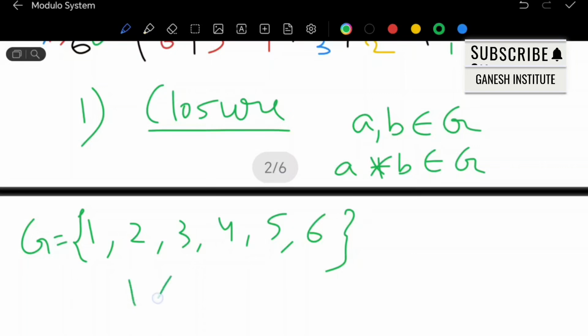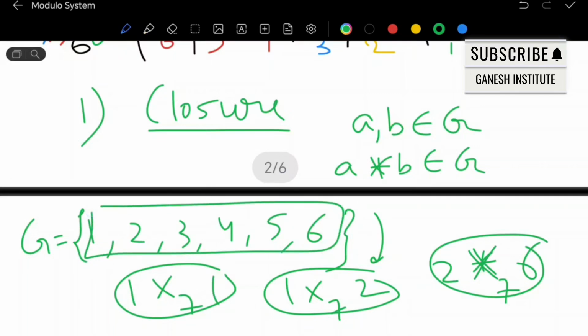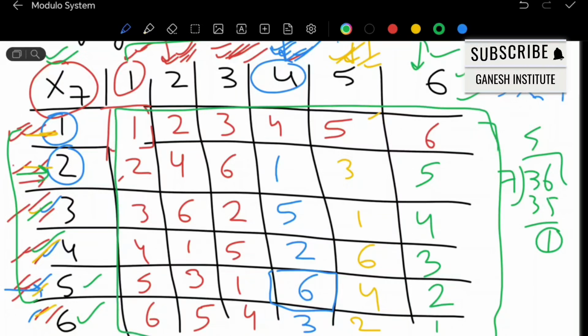So all those, when having this operation, 1 by 1 or 1 by 2 or 2 by 6, whatever the combination from the set, it should give you elements from the set only. Is it the case from the table? Is there any result in this area which you could see and say that it is not from the set? Every number, 1 2 3 4 5 6, any number, every number belongs to the group G. That means it is a closure.